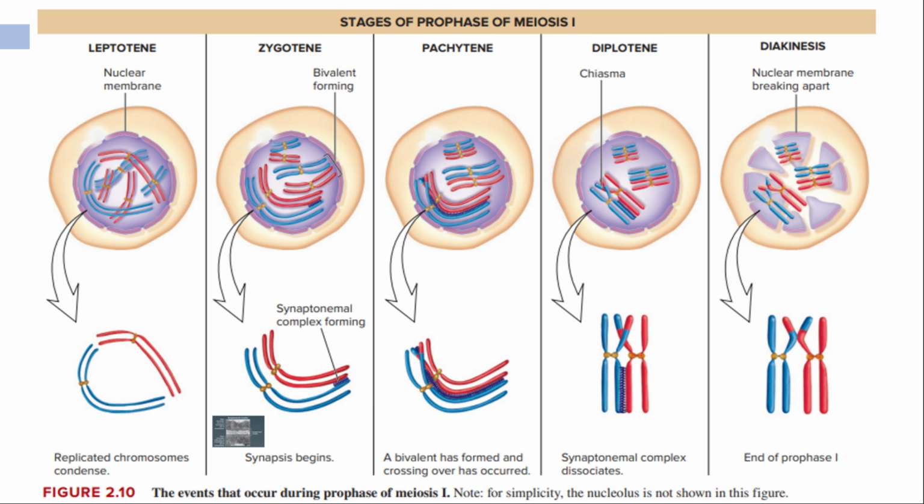Dito naman sa pachynema or pachytene stage, ang unique na event dito is crossing over. In crossing over, yung dalawang arms, yung arms ng isang chromosome and then yung arm ng kabilang chromosome, yung homologous partner niya, ay nagko-cross sila sa isa't isa and then nag-exchange sila ng segments.